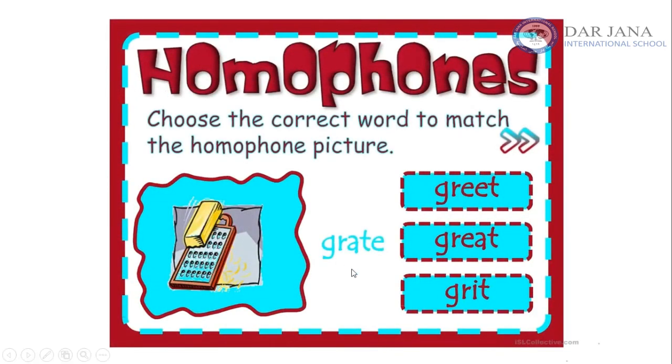Now the word grate. Which word is the homophone of the word grate? G-R-A-T-E. Is it great or grate or grit? Excellent. It's great. G-R-E-A-T.